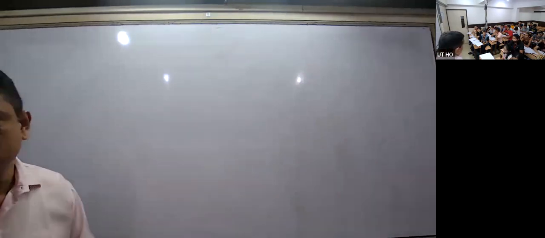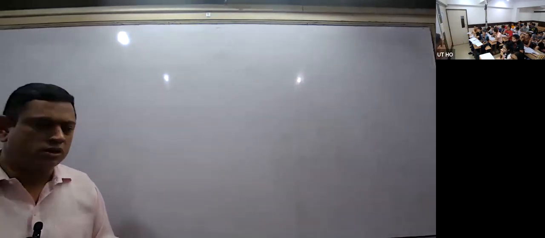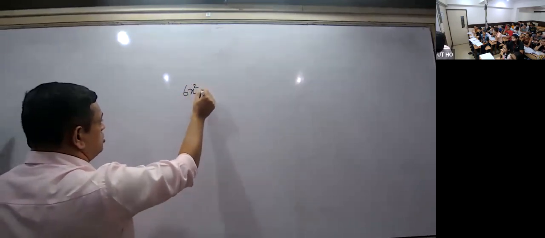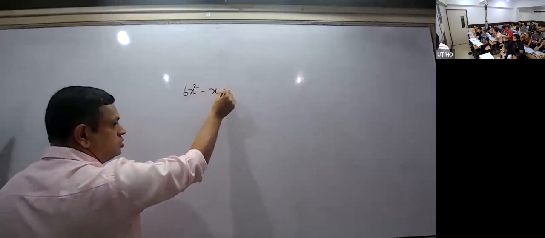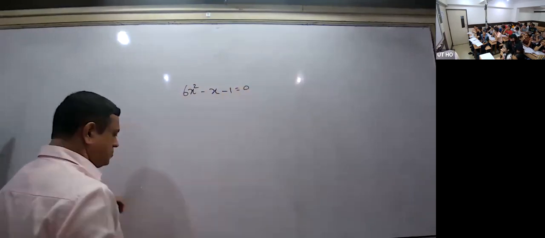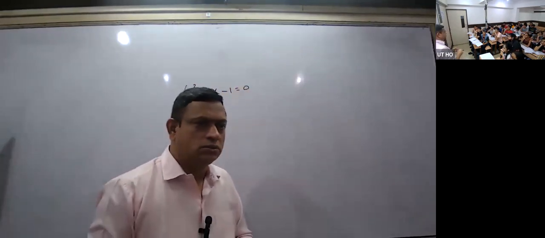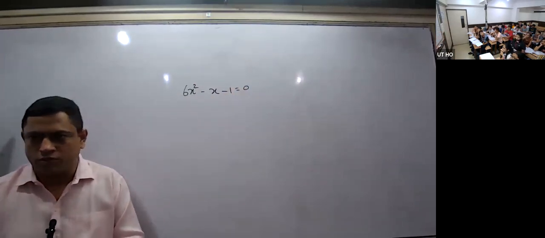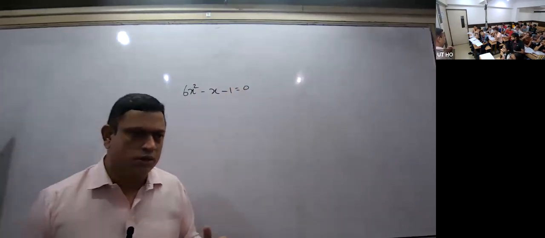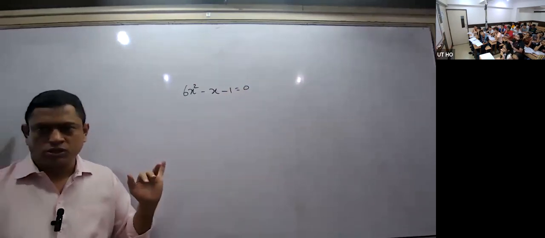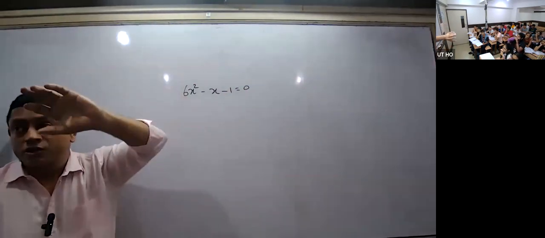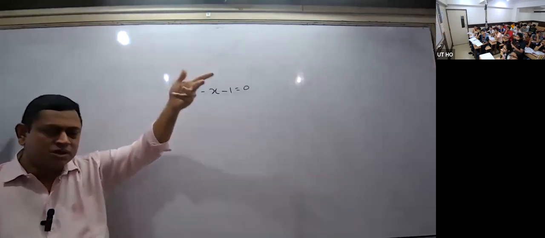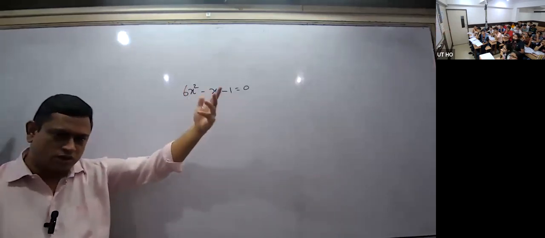Some simple questions I'll show you. After that, whenever it's required, I'll do the complicated ones also. Suppose it is 6x square minus x minus 1 equal to 0. Listen carefully. I'm explaining for those who don't know. Others listen quietly. First and foremost, you cannot solve all equations by splitting the middle term.